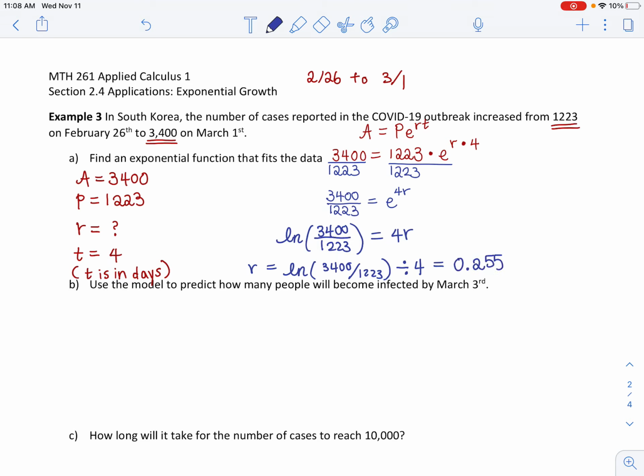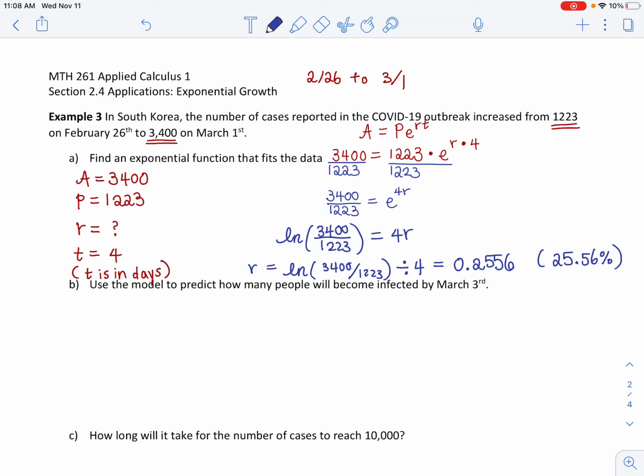So 0.2556. That's 25.56% growth rate. That is crazy. I should look up Ebola and SARS and different ones.